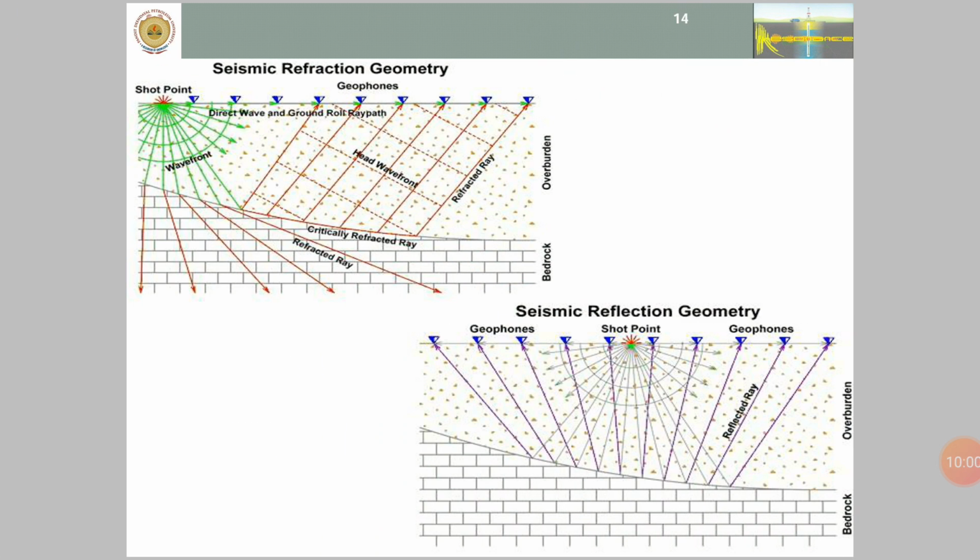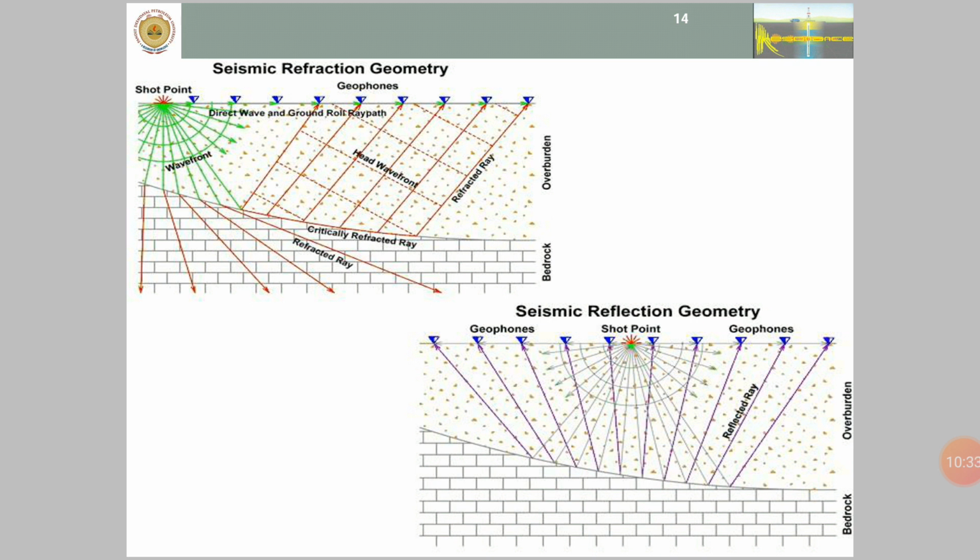Now here are examples of seismic refraction geometry and seismic reflection geometry. We can see the shot point, and after that the geophones are placed. One of the important things to understand is how the geophone distance should be. That is called the group interval. The separation between two shots, that is the first shot and the second shot, is known as shot interval. So shot interval and geophone interval are important components to understand the subsurface fold.